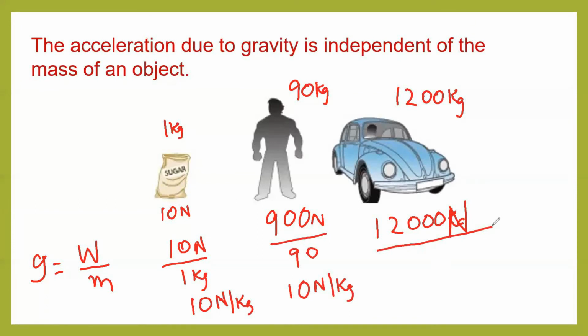In case of the car, the weight of the car is 1200 newtons divided by 1200, and I'm going to get again here 10 newtons per kilogram. So these all objects have different masses, but the value of g is the same. That proves that the value of gravity is independent of the mass. Whatever the mass of the object, the value of g remains the same. The Earth is pulling every object with the same rate, that is 10 newtons per kilogram, or we say 9.8 newtons per kilogram.